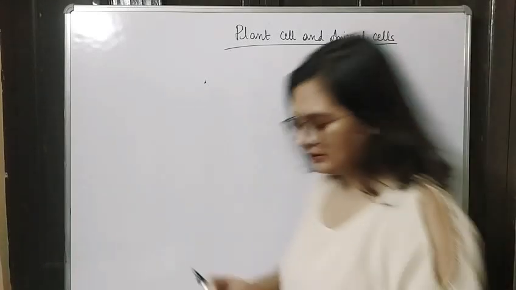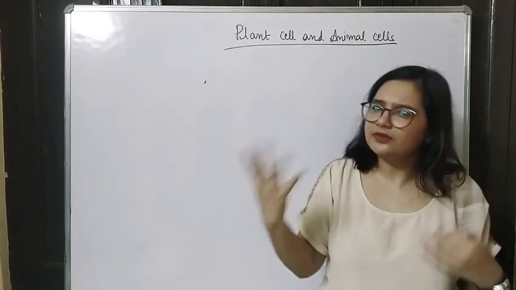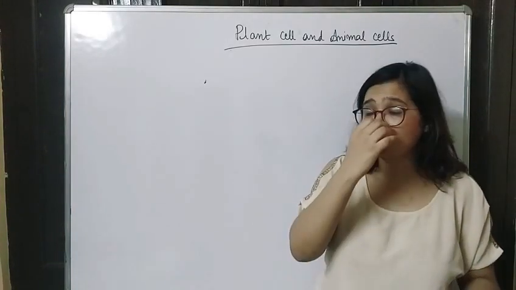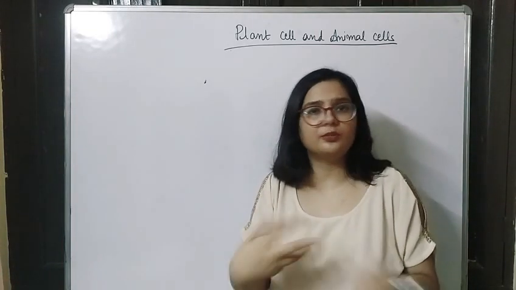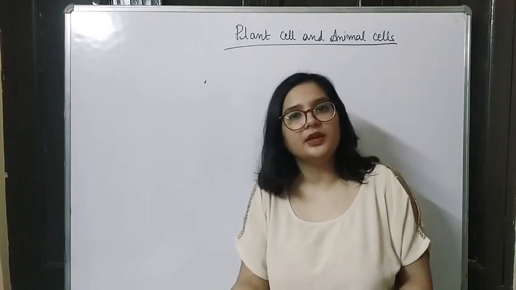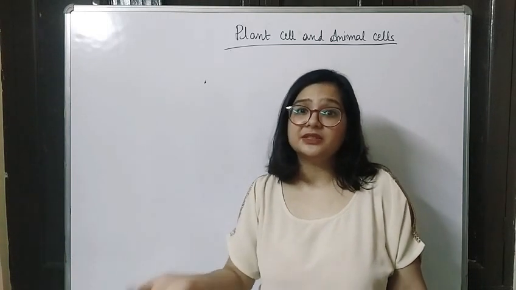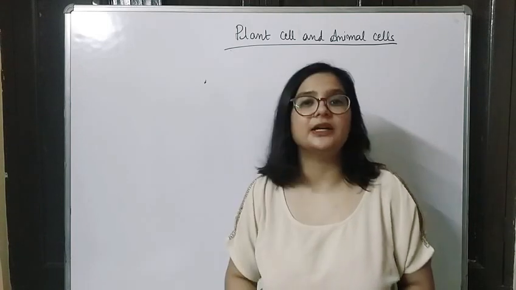Hi class 8. So now we'll study about plant and animal cell. Now let us understand what type of cells are present in plants and which type of cells are present in animals and how are both different from each other, because both are living organisms. We are also living and plants are also living, but there are some differences at cellular level. Now let us understand what those differences are.